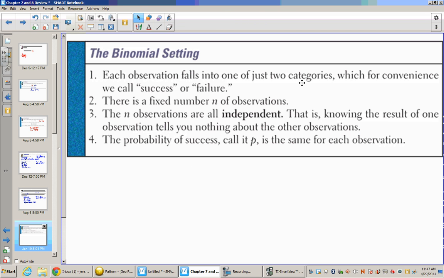All right, now we get to chapter 8. Chapter 8 has binomial settings and geometric settings. For a binomial setting, the variable has to have either a success or a failure. There's a fixed number of observations. This is a really big key to the binomial. Each observation is independent, and the probability of success is the same for each observation.